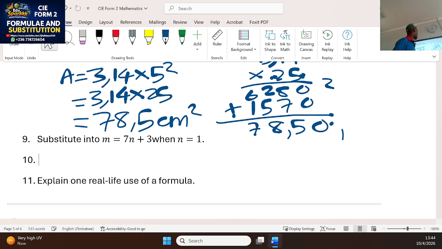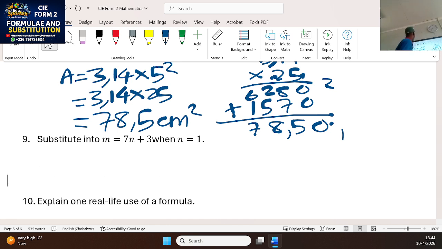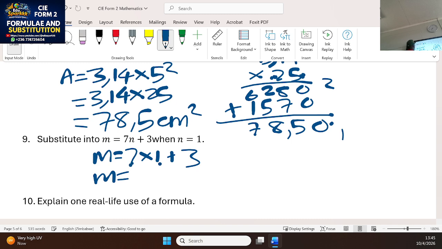Then next, we are interested in substitution again. We are interested in substituting the value of n into an equation which involves m. Actually, it's a formula, because we said when we have different variables, we call that a formula. So m equals 7 times our n value, which is positive 1, plus 3. So our m will be 7 times 1, that's 7, plus 3. It gives us a value of 10 for m.